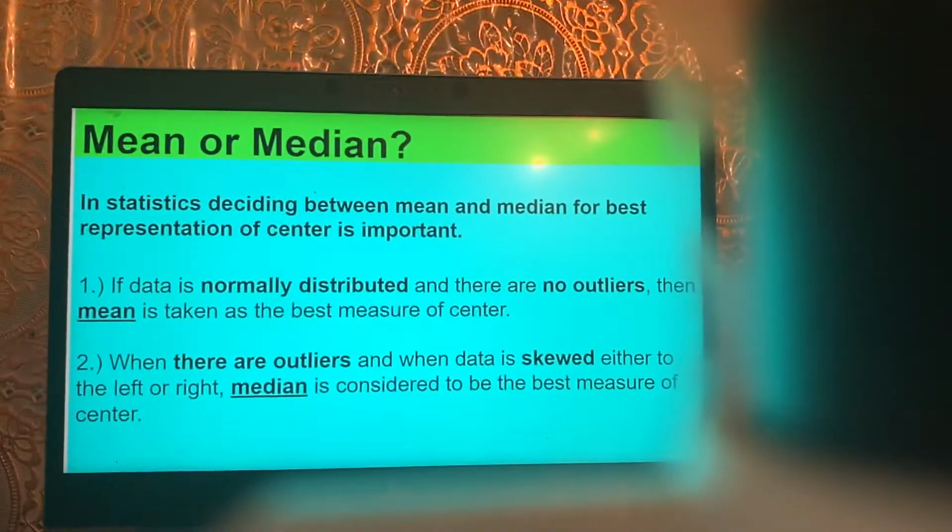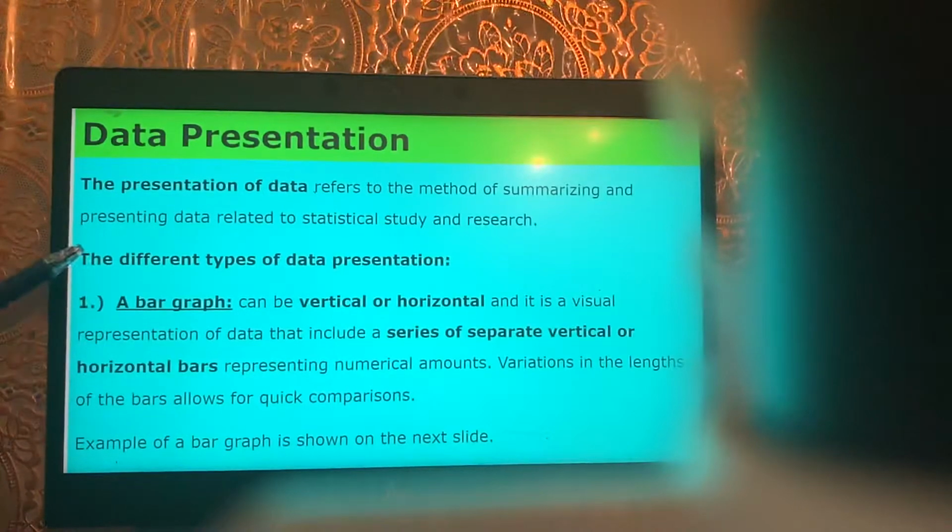For normal distribution, and when there are no outliers, meaning no very small values in the data, or very large, which are extremely away from most of the data, in that case use mean. But if there are outliers and if the data is skewed, we use median as our best measure of center. Data presentation. Now, that much said about measure of center.